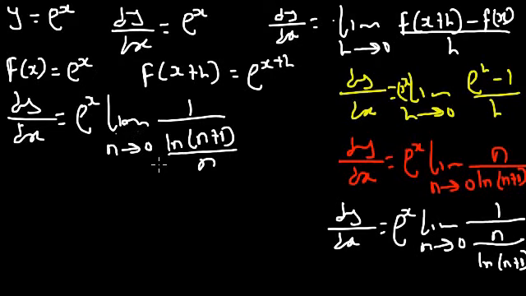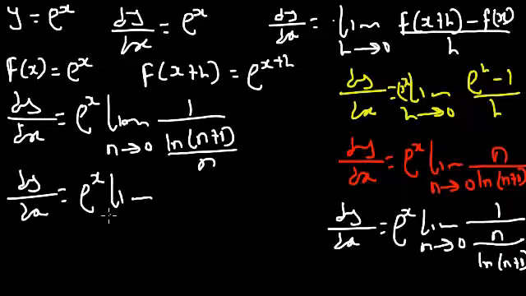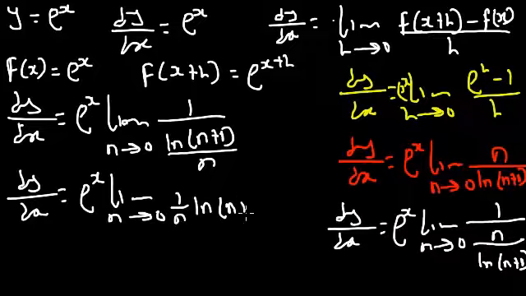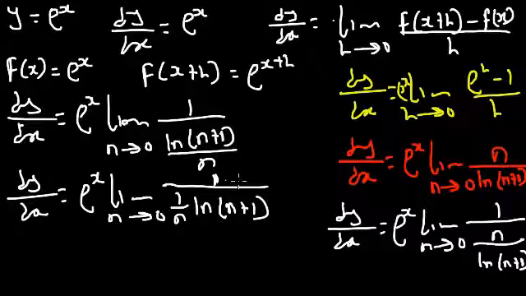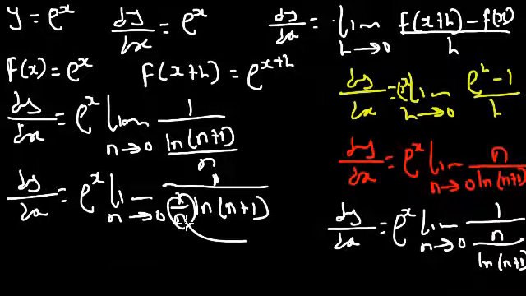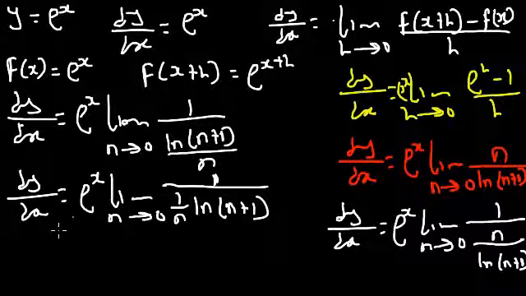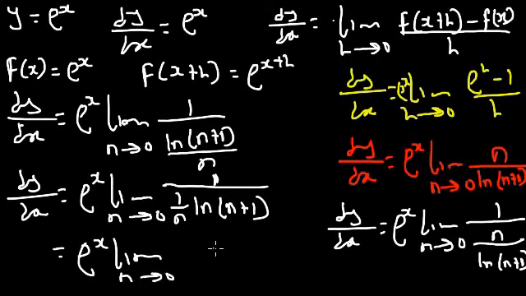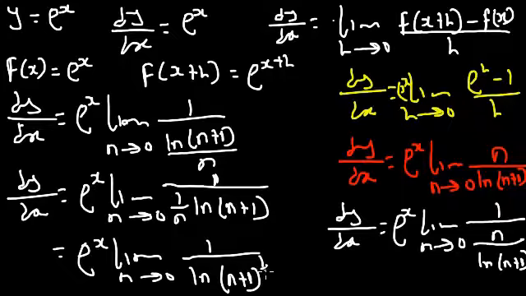So now let's re-express this fraction. Is that okay? So if we re-express this fraction, we have dy/dx equal to e to the power of x multiplied by the limit as n goes to 0 of 1 over n ln n plus 1, and we still have this one on top. So basically, this 1 over n can act as an index to this natural log. And so therefore, we have e to the power of x multiplied by the limit as n goes to 0 of 1 divided by ln n plus 1 all to the power of 1 over n. Perfect.